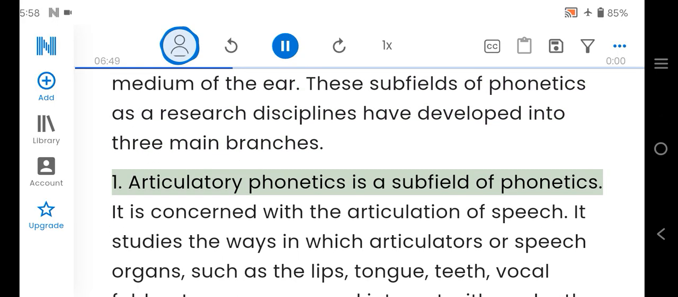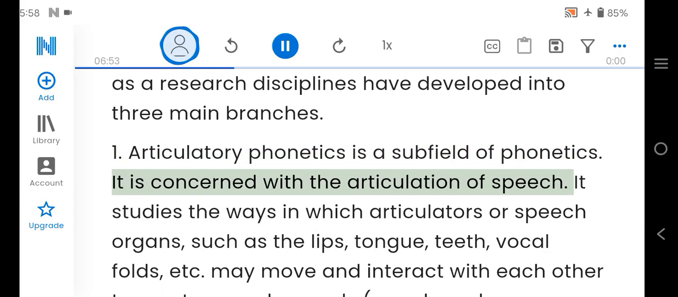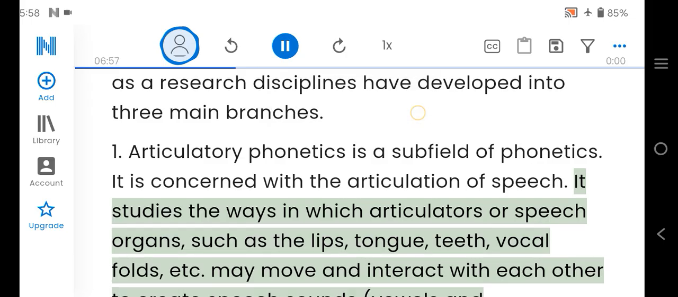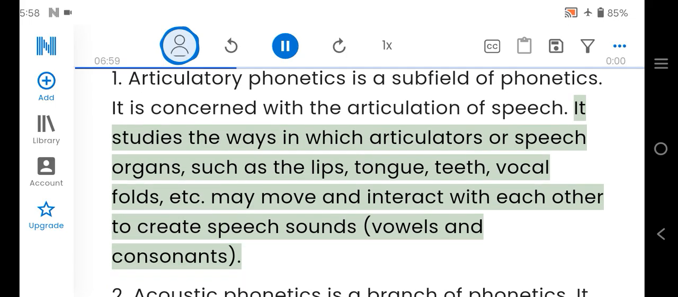1. Articulatory phonetics is a subfield of phonetics. It is concerned with the articulation of speech. It studies the ways in which articulators or speech organs, such as the lips, tongue, teeth, vocal folds, etc., may move and interact with each other to create speech sounds, vowels and consonants.